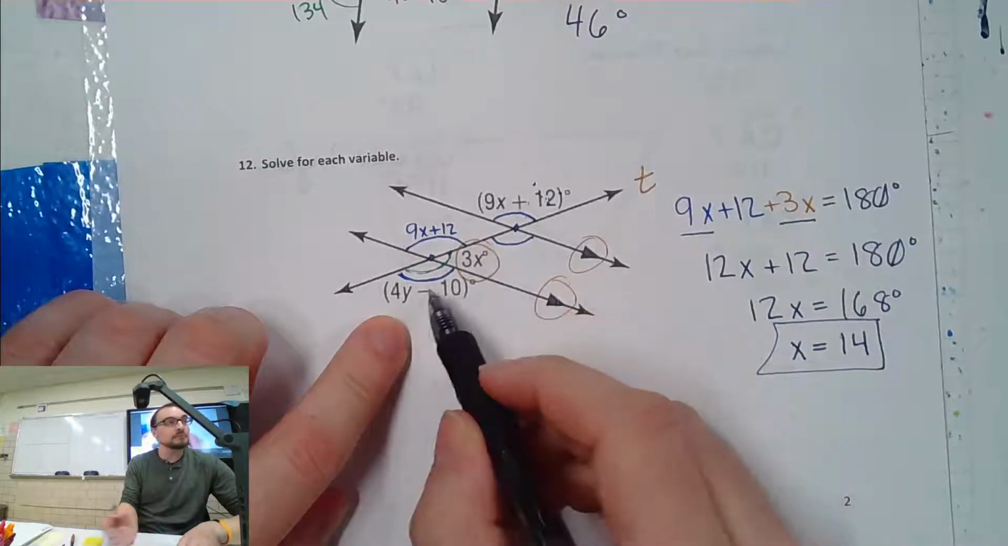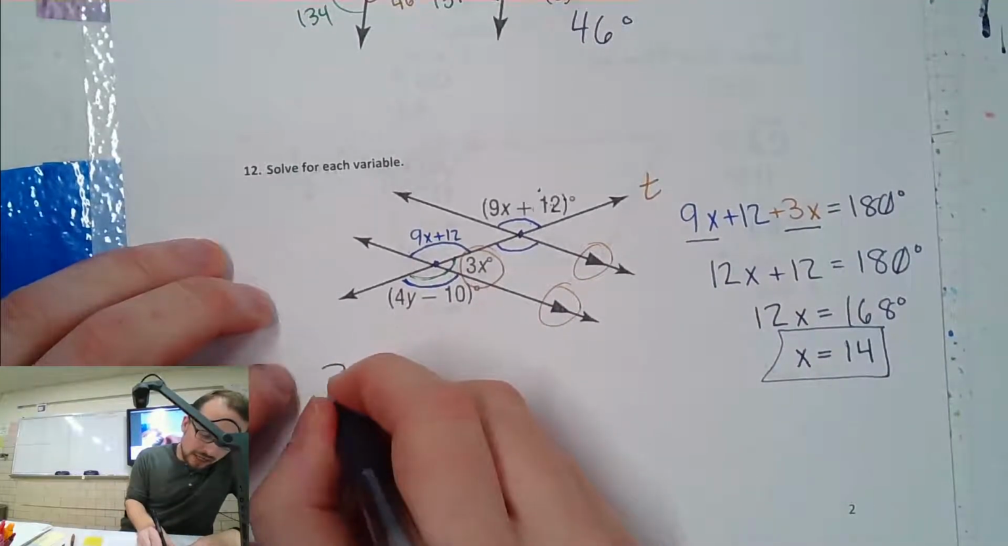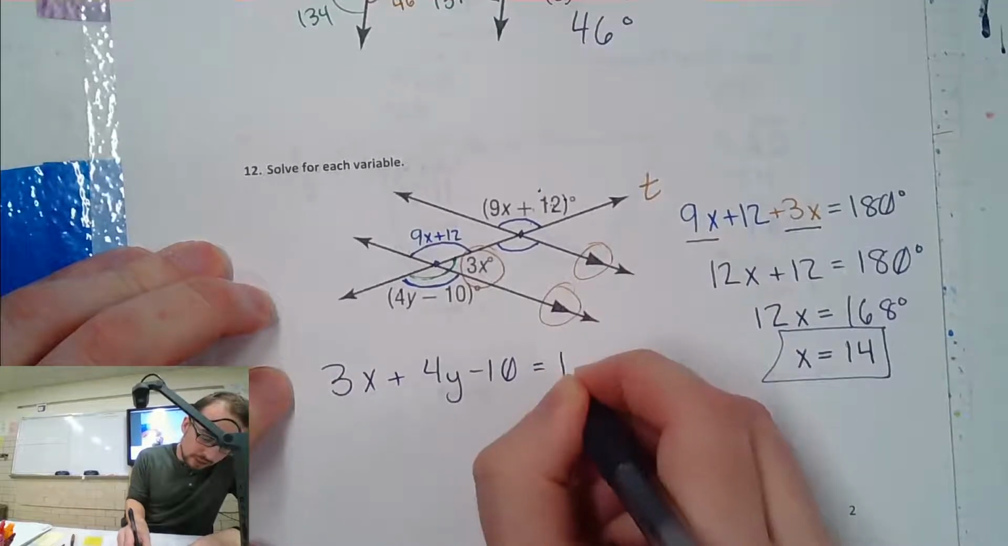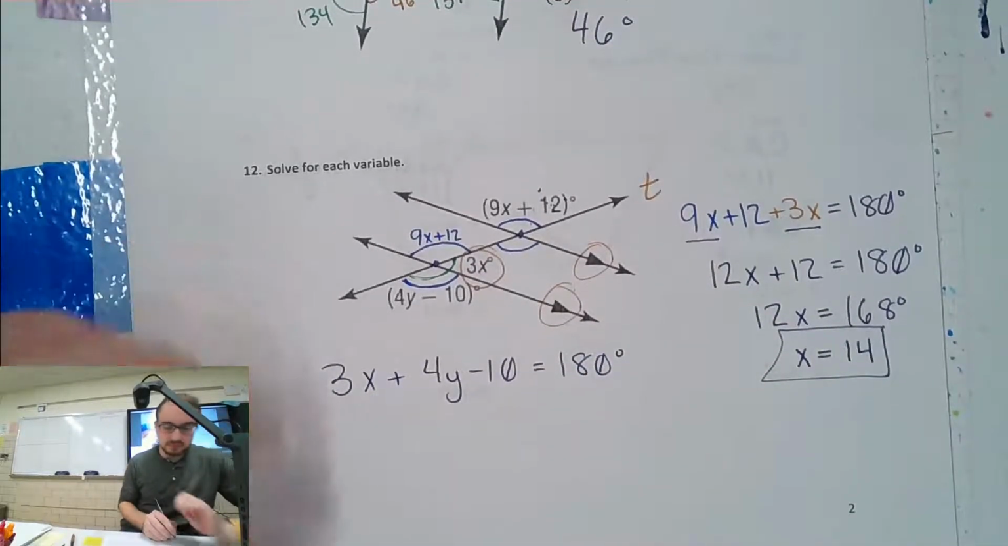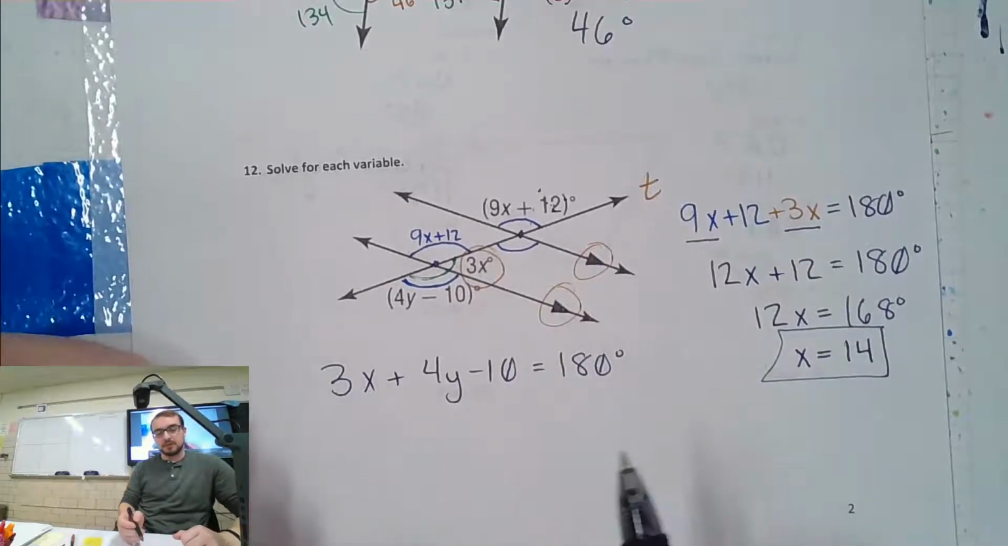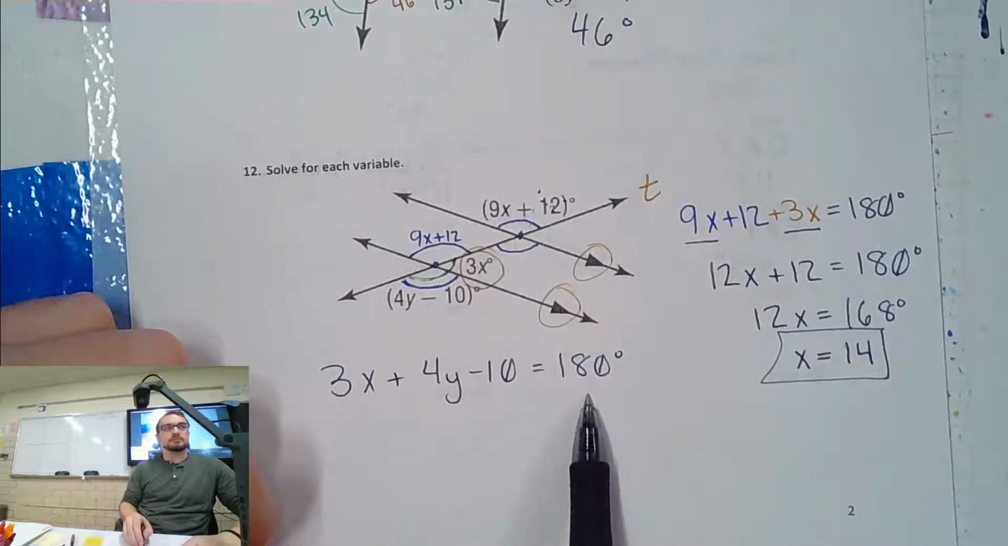They're a linear pair, right? So I know that 3x plus 4y minus 10 equals 180. There's another way to do that. I'll talk about that in a second. But Maddie sees a linear pair. She loves pairs. So I wrote it.